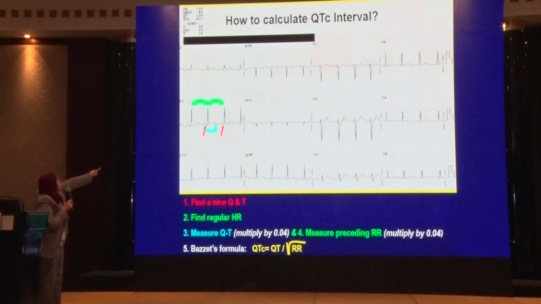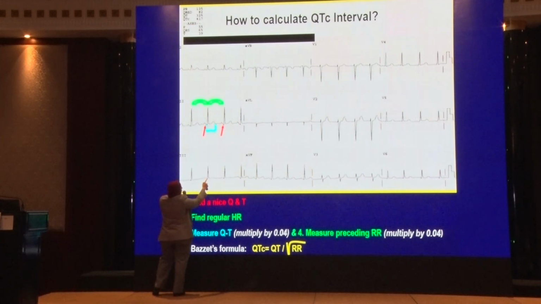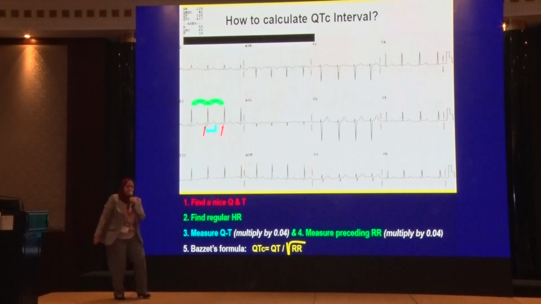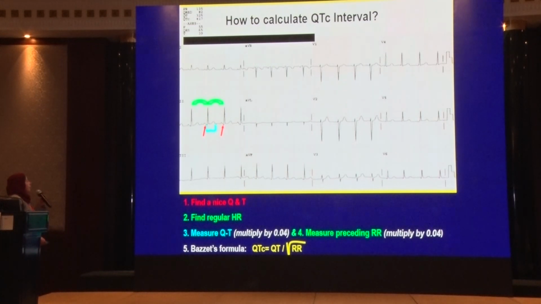And then I will go to the RR. If I'm going to use this, I will start to measure from here till the end of the T. Then I will go to the preceding RR and count the small squares. Then I will multiply these small squares also by 0.04. Then we will do the Bazett formula.